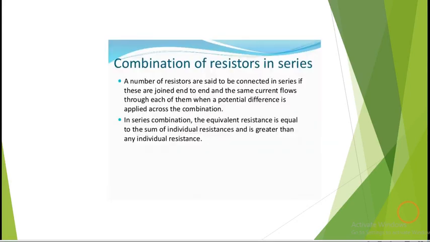Let's start with series combination. A number of resistors are said to be connected in series if these are joined end to end and the same current flows through each of them when potential difference is applied across the combination. In series combination, the equivalent resistance is equal to the sum of individual resistances and is greater than any individual resistance. It means here the voltage will keep adding up and throughout the current will remain constant.